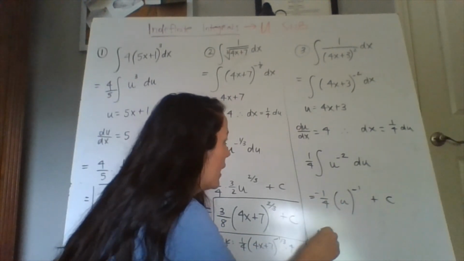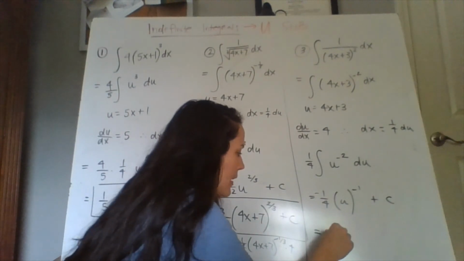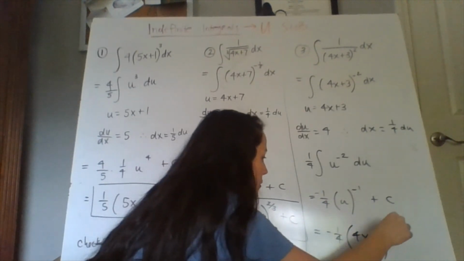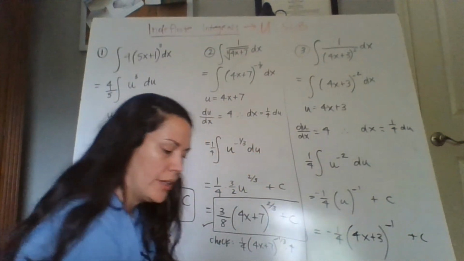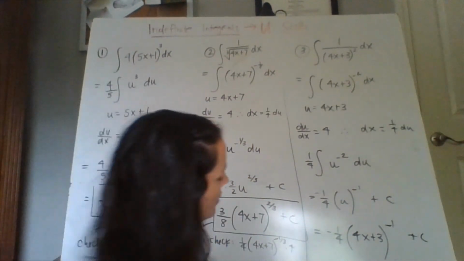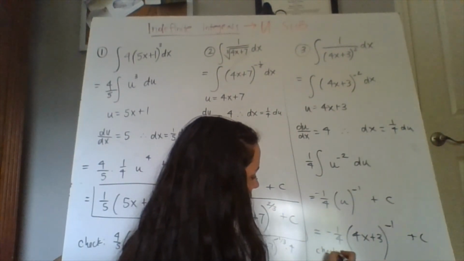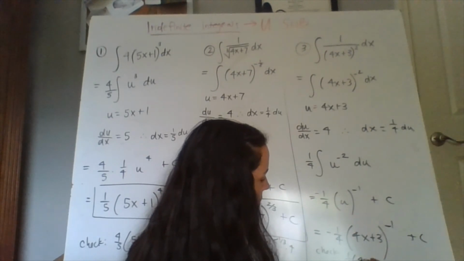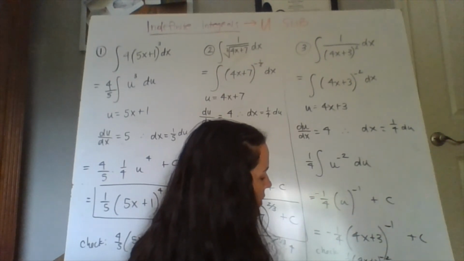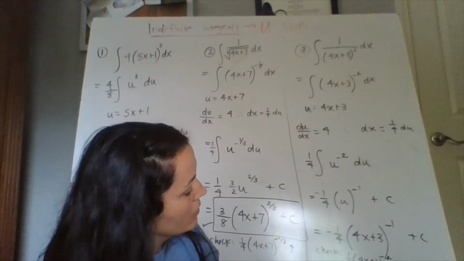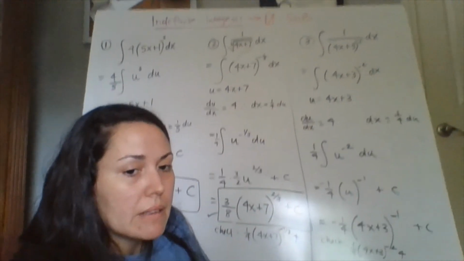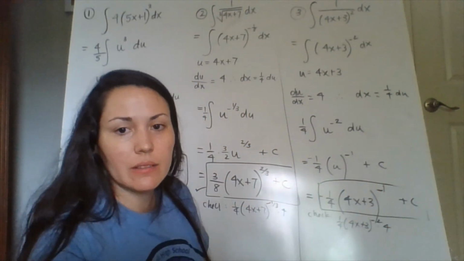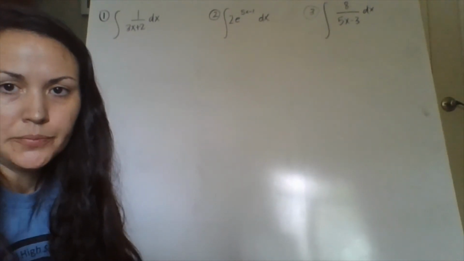Nailed it. All right, so then we have negative 1/4 times u, which is 4x plus 3, to the negative first power plus c. We can check our answer, see if we got this correct. Negative 1 times negative 1/4 is positive 1/4 times 4x plus 3 to the negative 2, times 4, chain rule, plus 0. You can see again, we got the right answer. Here she is. And of course you can rewrite that the right way if you would like to.